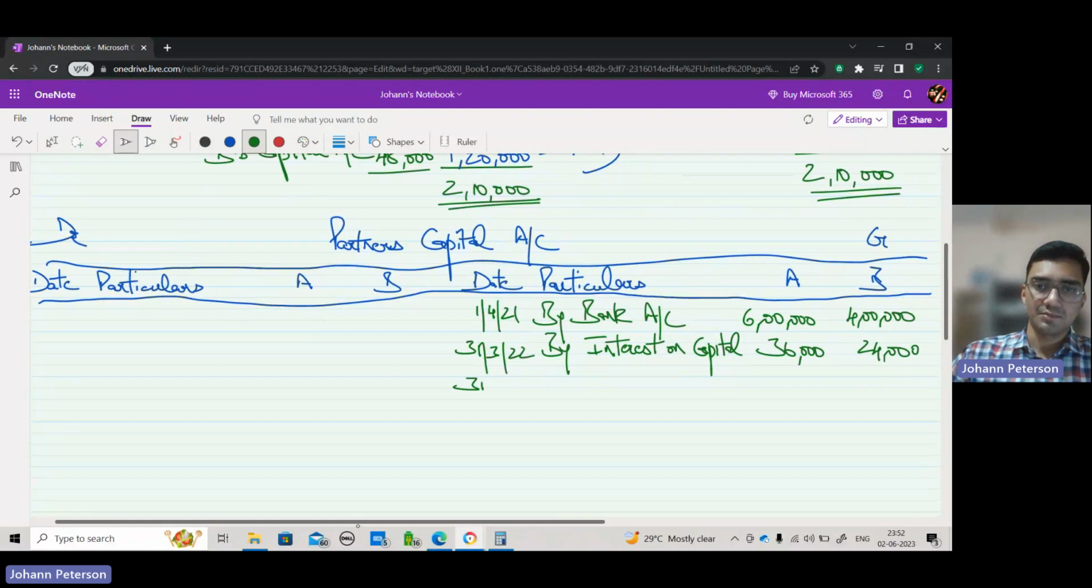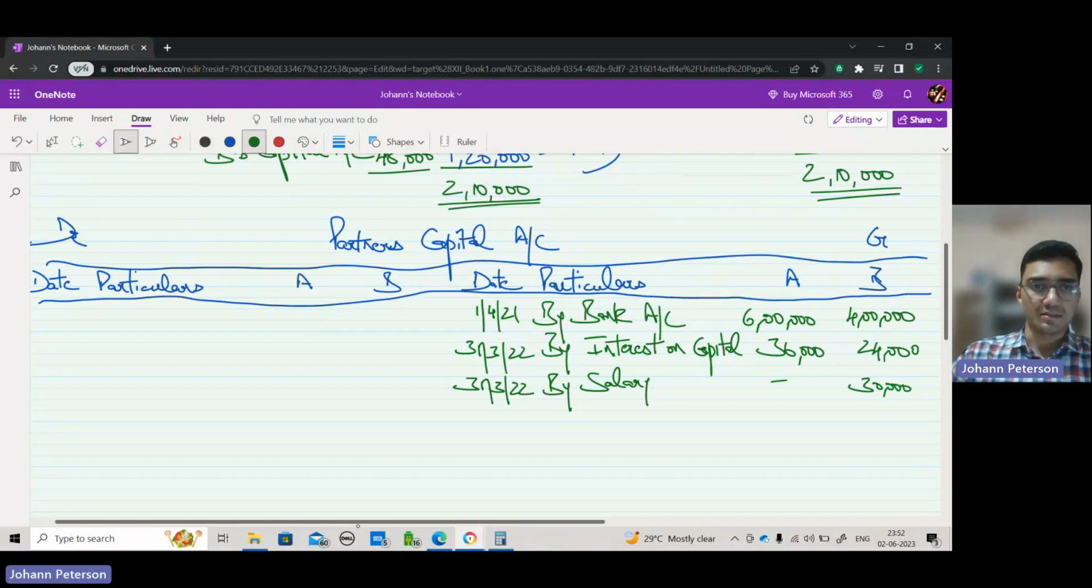The next item, again put the date 31st March 22, by salary. Who is getting a salary? Only B is getting. So over here, how much was he getting? 30,000.